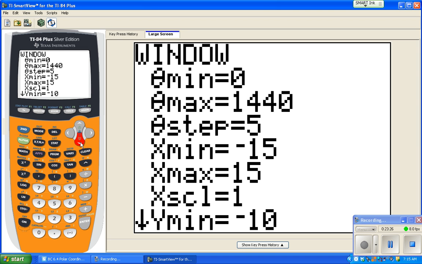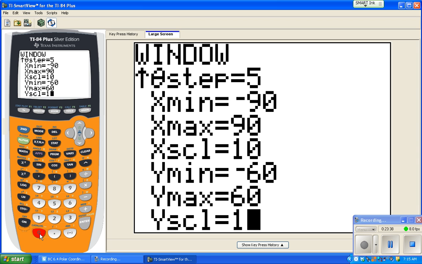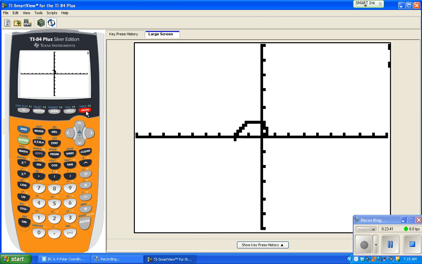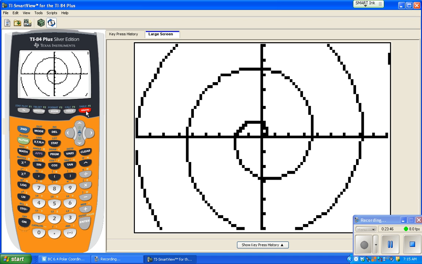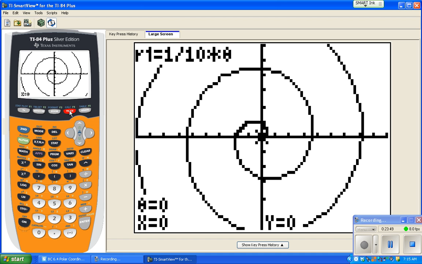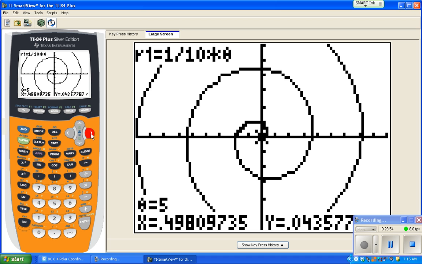So let's do negative 90 to 90, and I'm going to number by tens, and negative 60 to positive 60, again numbering by tens. All right, let's hit the graph. Now, if you think about this, we can trace on here and watch what's going on. Now, I really don't want that kind of tracing, but that's fine. You can just kind of picture what's going on, and we'll fuss with playing with mode stuff later.